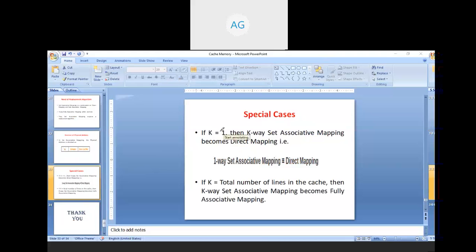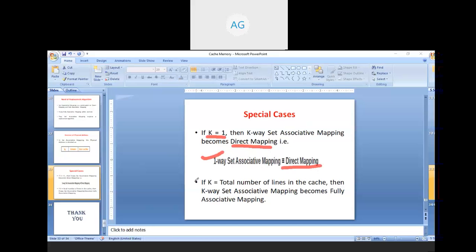So there are two special cases. The first case is if k is equal to 1. Then k-way set associative mapping becomes direct mapping. So one-way set associative mapping is equivalent to direct mapping. When the value of k is 1, the set associative mapping behaves like a direct mapping. Just remember this important point.